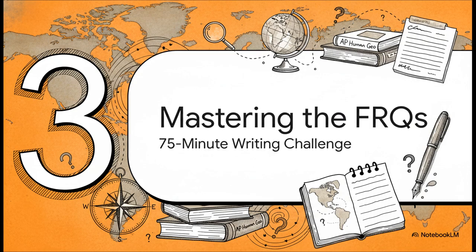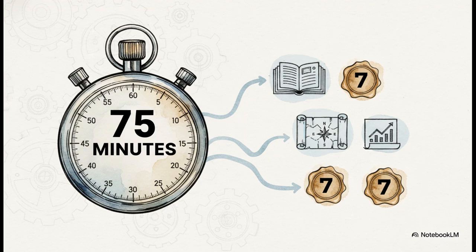Now let's tackle the other half of your score, mastering the free response questions, or FRQs. This is your 75-minute writing challenge where you really get to apply all that geographic knowledge you've learned. The setup here is super clear. You've got 75 minutes to tackle 3 different questions. Each one is scored out of 7 points, which means they're all equally valuable. Time management here is key, so you'll want to shoot for about 25 minutes per question.